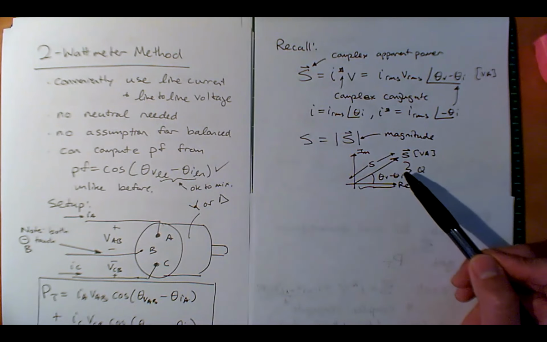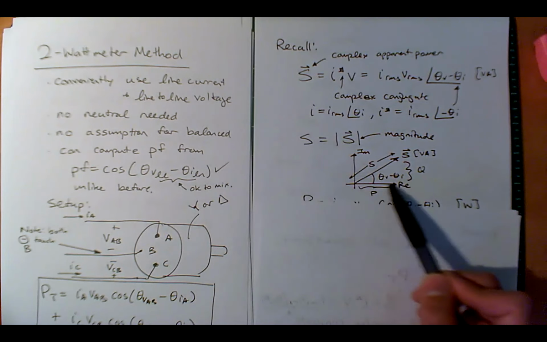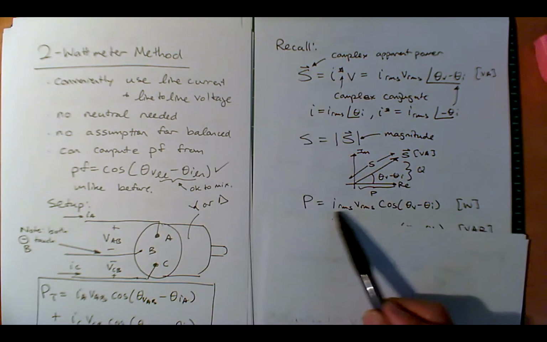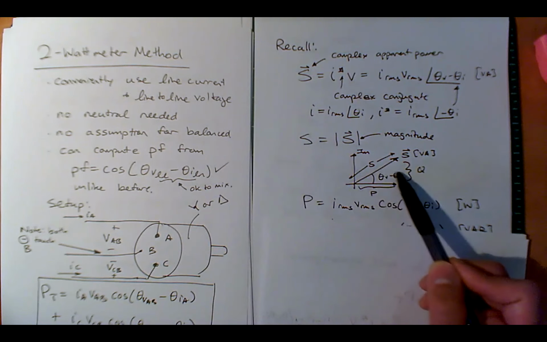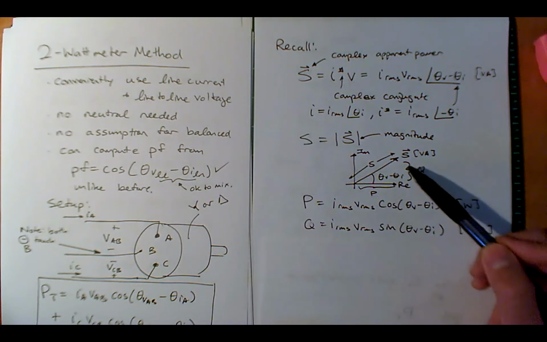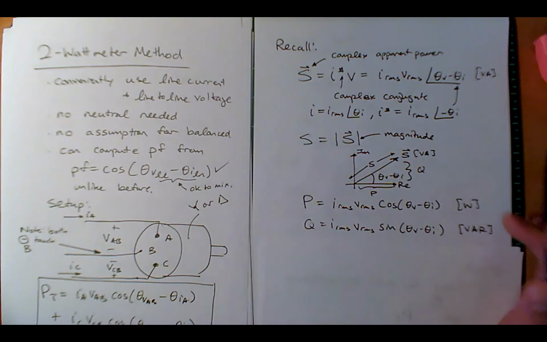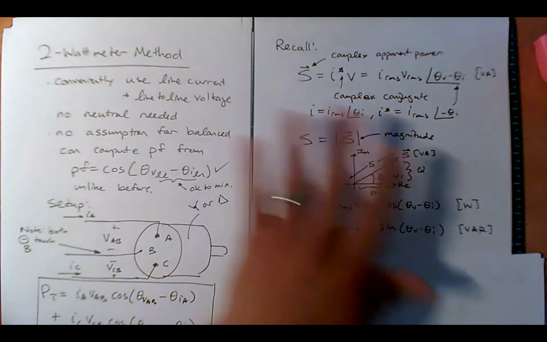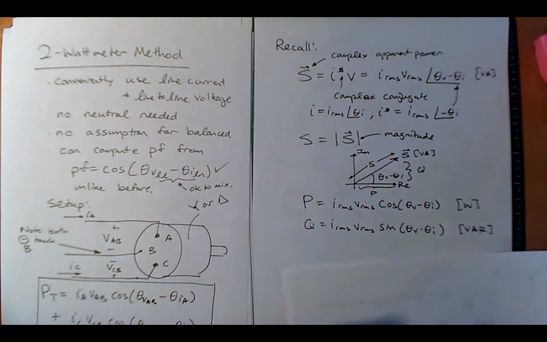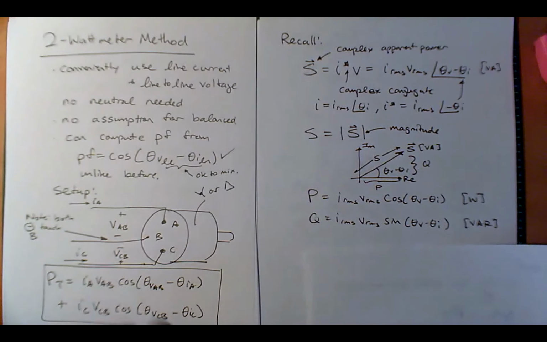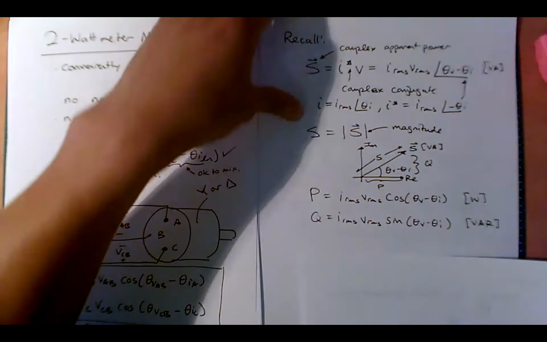Good. And what's the real power? It's right here, the real axis. P equals IRMS VRMS cosine of theta V minus theta I, and then Q is IRMS VRMS times the sine of theta V minus theta I. No problem, right? This should be a review, shouldn't be too bad. We are going to use these facts in the proof of this guy right here.